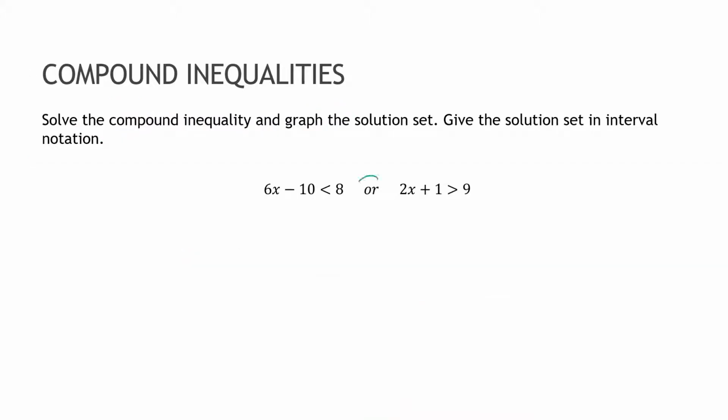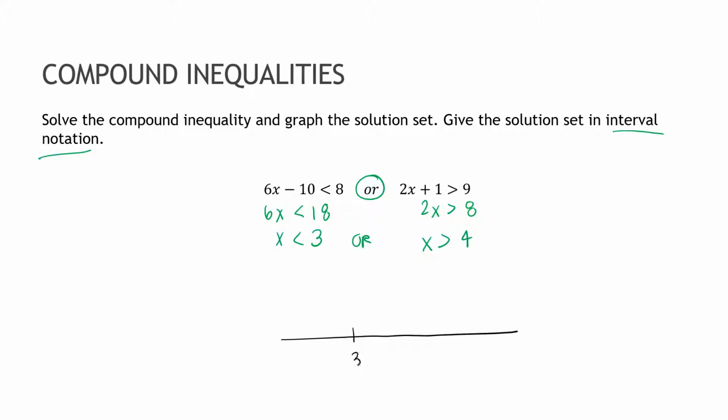So when I solve it, again, it's an OR question, so it's just going to be two separate ones that I'm going to solve separately. So I'm going to add 10 to each side. I'm going to divide by 6 on each side. Here I'm going to subtract 1 from each side, divide by 2 on each side. And again, they don't need a graph, they just need it in interval notation, but if the graph helps you to visualize what's going on, this one would be less than 3, or this one would be greater than 4.